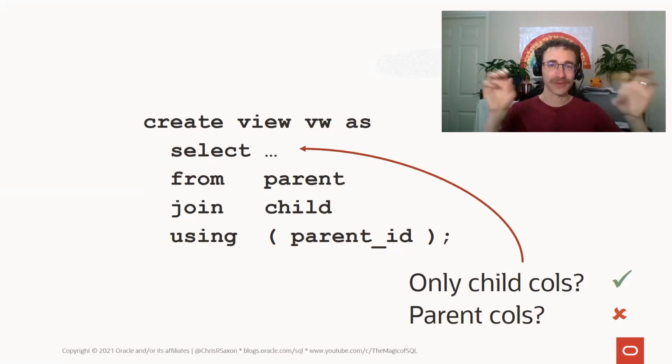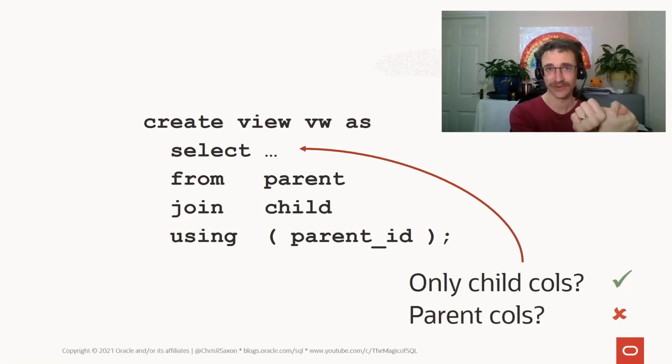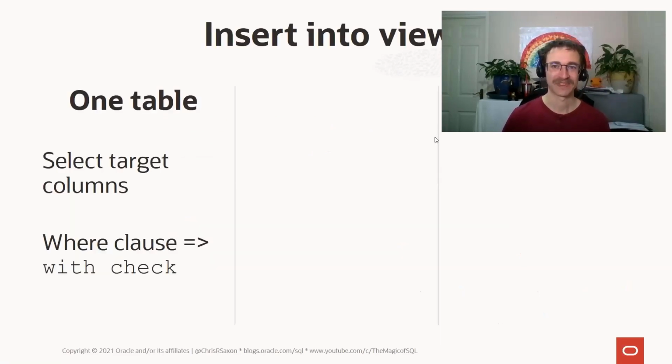There must be a one-to-one mapping from the values you're inserting to the rows that are actually going to go into the final table. So we can't insert into the parent because we don't have that one-to-one mapping. Child table, we do have that one-to-one mapping. So it is possible to do this if you've got appropriate constraints. So there are some interesting quirks with inserting into these views. So let's say you can insert into one table pretty easily.